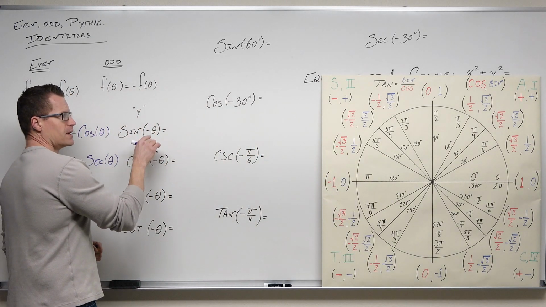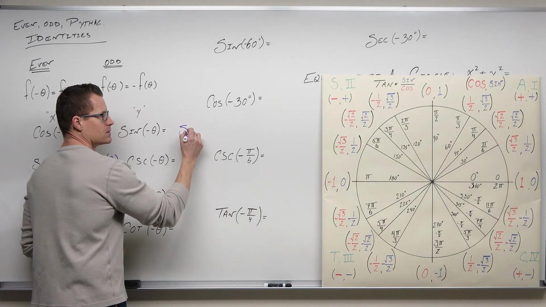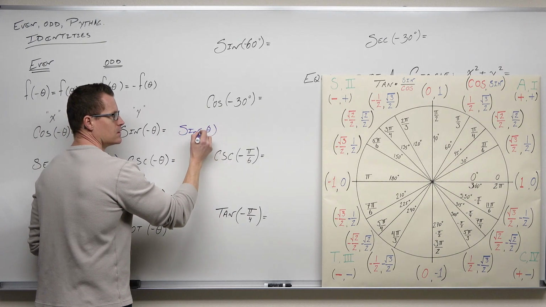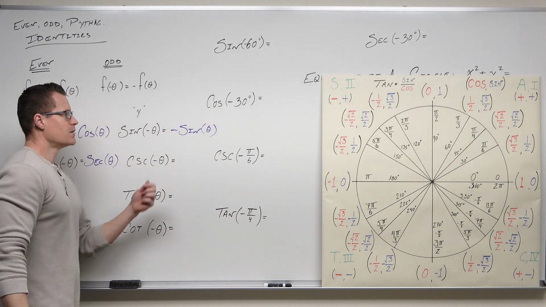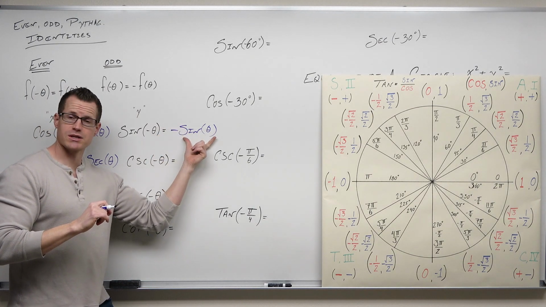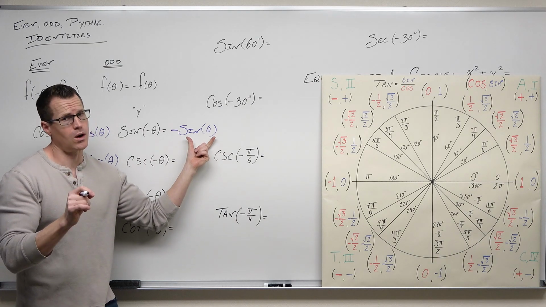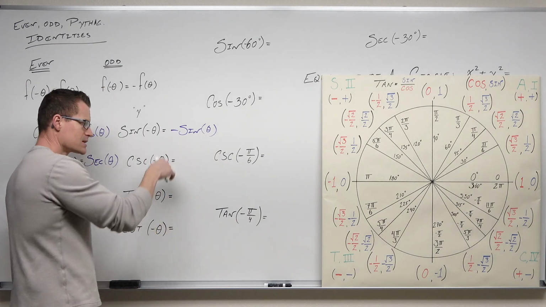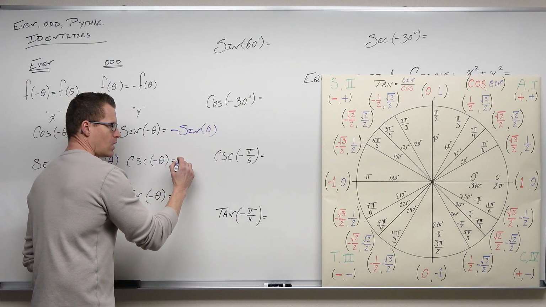Well, therefore, if opposite inputs give us opposite outputs, then we can change the sign of our angle and it changes the sign of our function. That's what odd means. Because of that, cosecant is also odd.